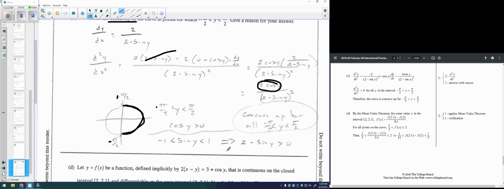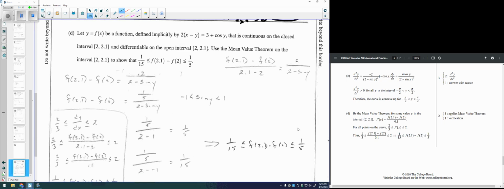Which implies d squared y, d x squared, sorry, writing with my pen is not working well, is greater than 0. Which implies concave up for all x, for all y in between that value. Okay. Letter D.